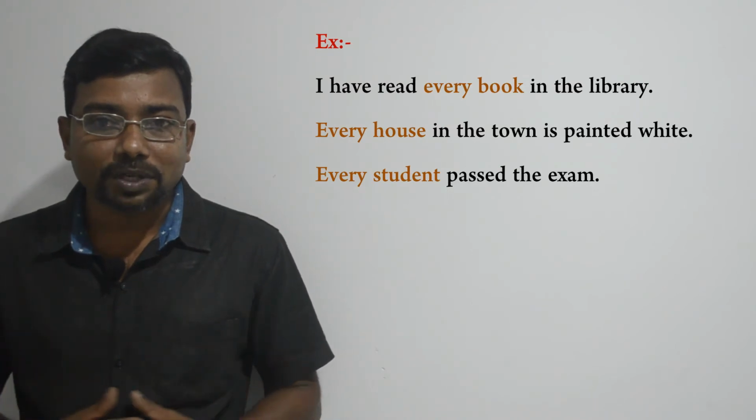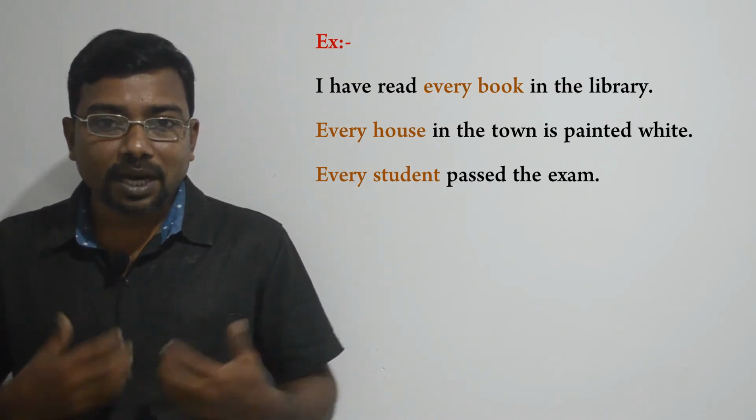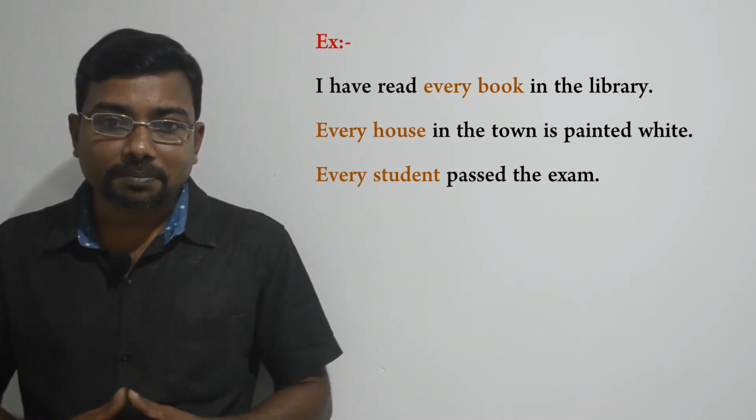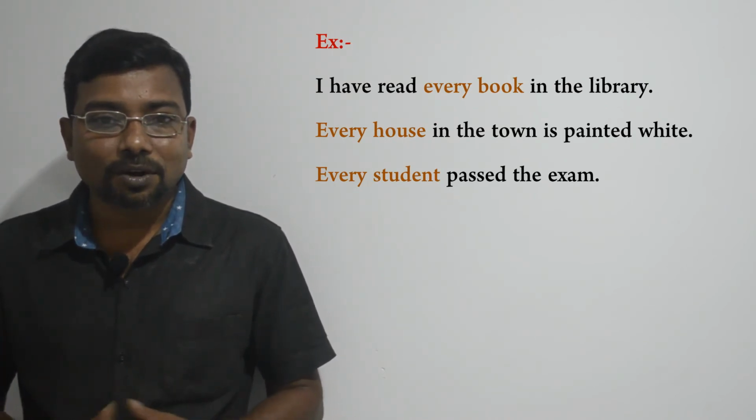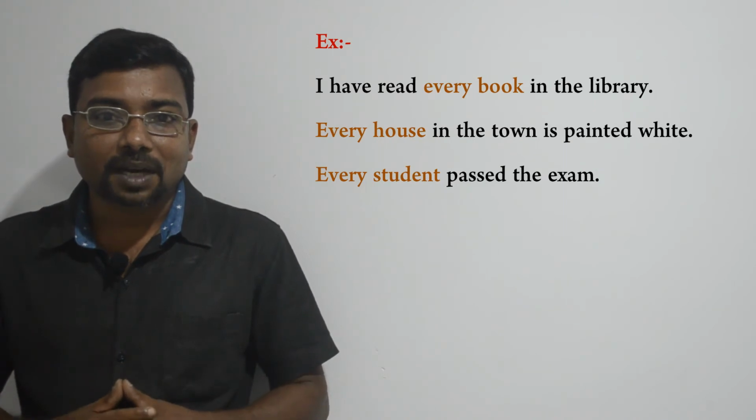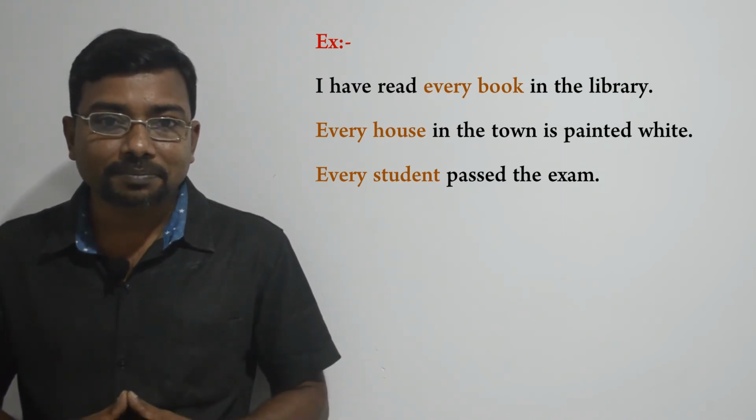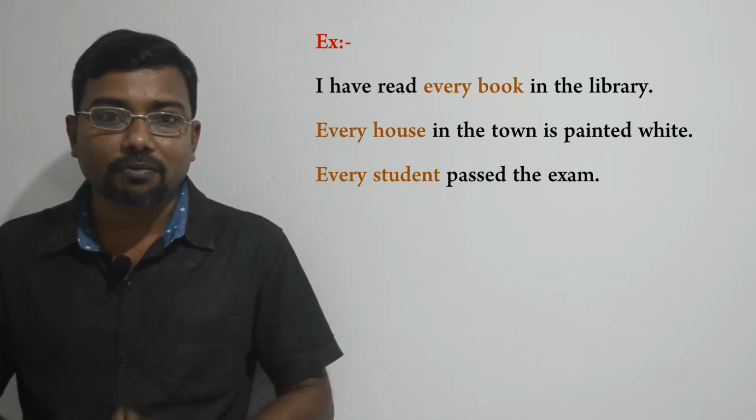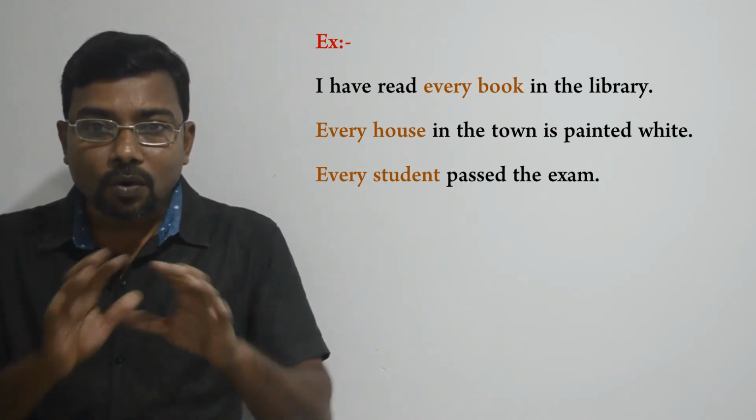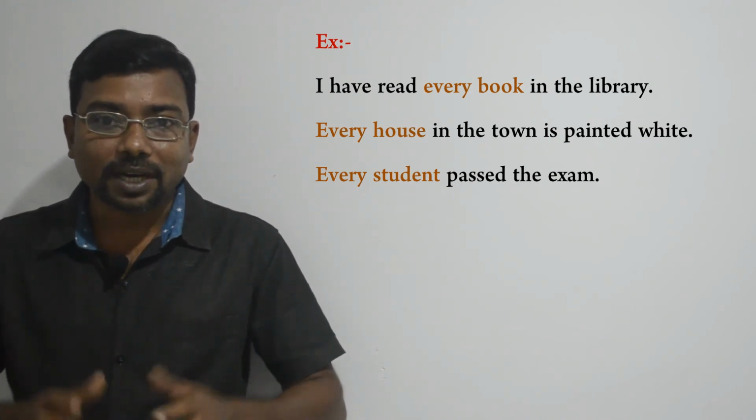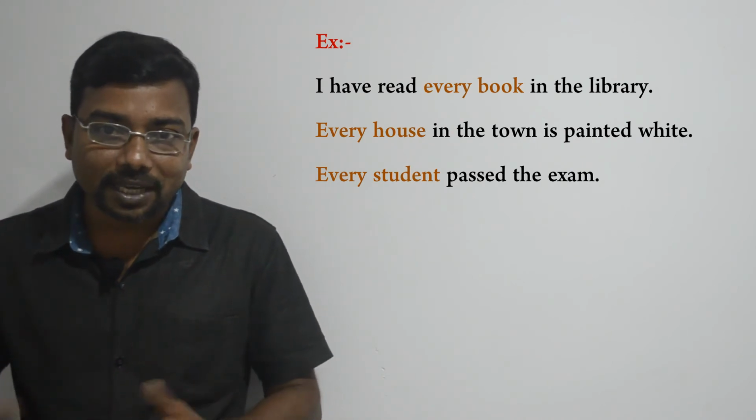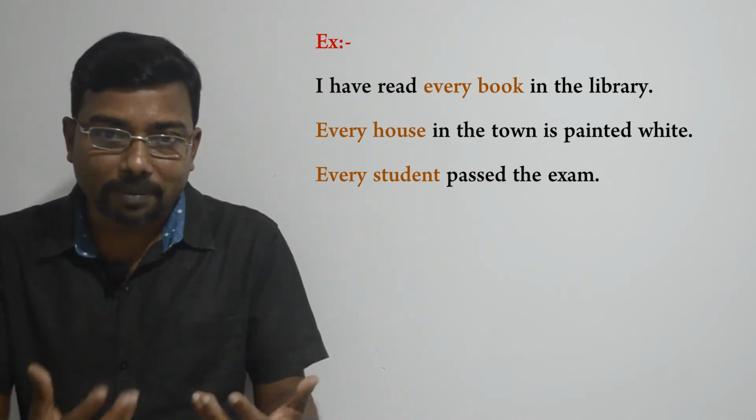Look at these examples. I have read every book in the library. Every house in the town is painted white. Every student passed the exam. Okay, let's consider the first example. I have read every book in the library. Okay, here why do we use every? Because I want to emphasize all the books as a unit, not talk about an individual book. But when I say I have read each book in the library, it emphasizes the individual book or one by one meaning.